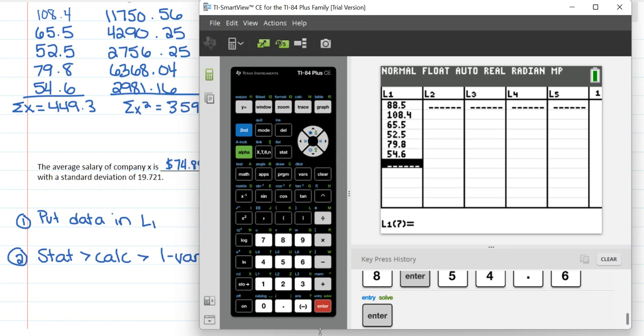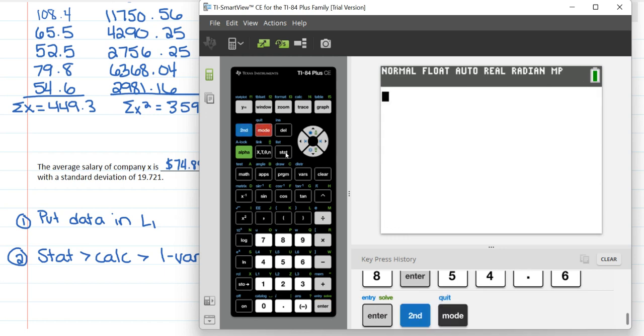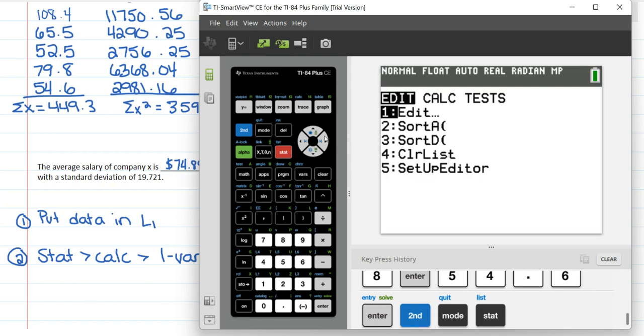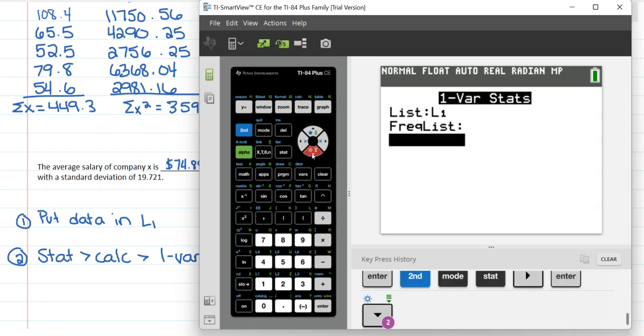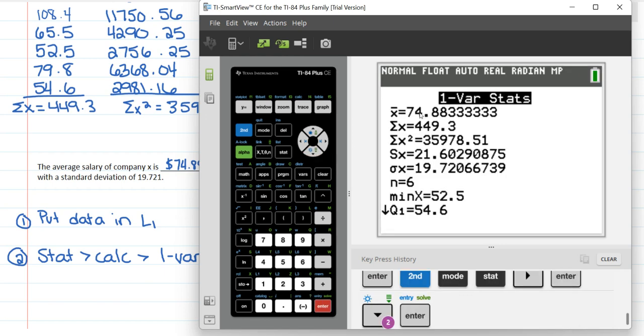All right, so I go back to my home screen. So second, quit, and then stat, over to the right, calc, one variable stats. My list is L1, frequency list I'm going to leave blank, and then hit calculate. There's my mean, 74.883, my sum of x squared. Then I have these two values. So we had this 19.721.